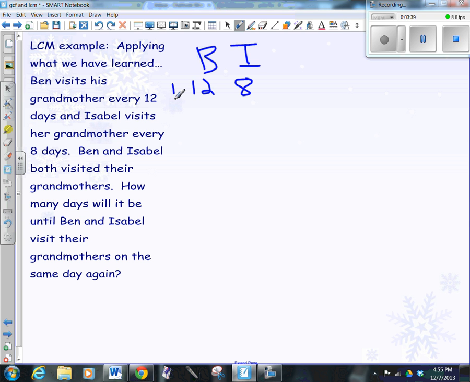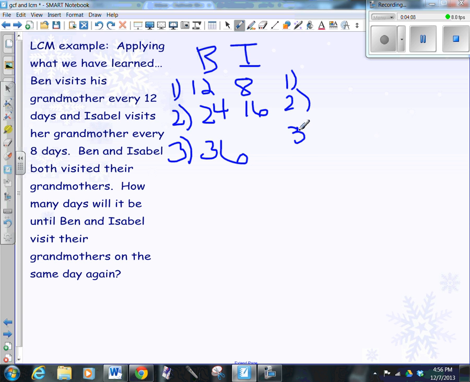So the first day that they visit their grandmothers is day 12 for Ben and day 8 for Isabel. So that's her first day. Ben's second time he goes to see his grandma is day 24. The third day he goes is day 36. And I'm getting these by listing the multiples of 12: 24, 36. Second time Isabel goes, though, that's after 16 days. And then the third time that Isabel visits her grandmother, that's after 24 days.